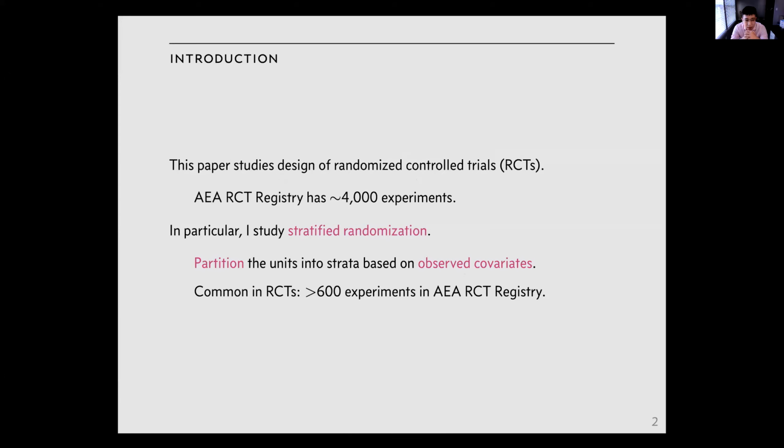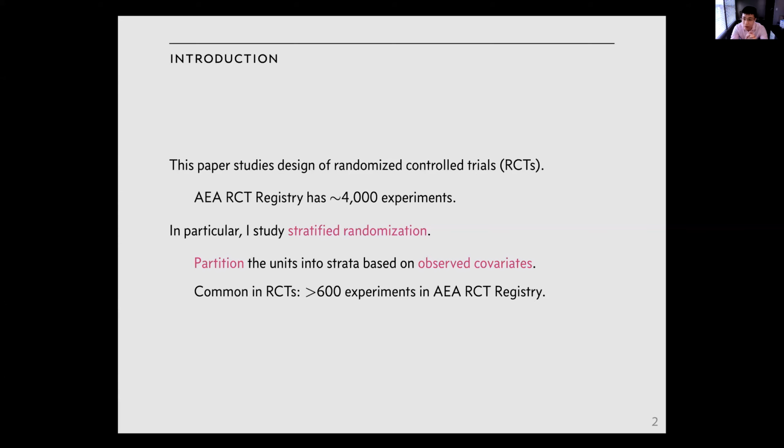If you go to the AEA RCT registry, this is a place where people pre-register their experiments before running them. You can find about 4,000 experiments. This number has been growing very quickly. Today I'm going to focus on one of the popular strategies used in the design of RCTs, which is called stratified randomization.